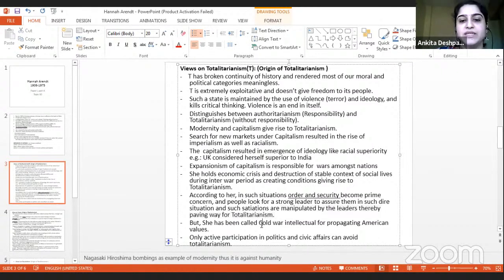So finally, because of this, she is called a Cold War intellectual for propagating American values. And she was one person who believed that active participation in politics and civic affairs can avoid totalitarianism. So, how can you avoid manipulation by leaders? Or how can you avoid totalitarian regimes being set up in countries humiliated by war, or countries being used as new markets or colonies by the so-called capitalist class? By becoming active participants in politics. Become aware of what is happening and participate in the political process. When you participate, you will understand that no political leader, nor a capitalist country from another continent, will dominate over you once people like you and me start participating in politics.